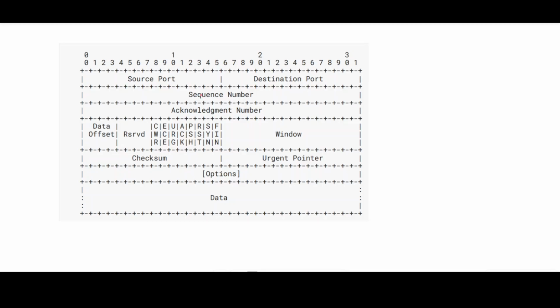Now here we are discussing the sequence number. What is the sequence number? First point: the sequence number field is used to identify the order of the data segment being sent. Suppose this is a sender and this is a receiver. There are many segments, and the first segment is sent with SYN flag 1.